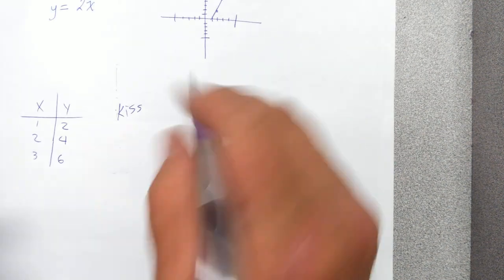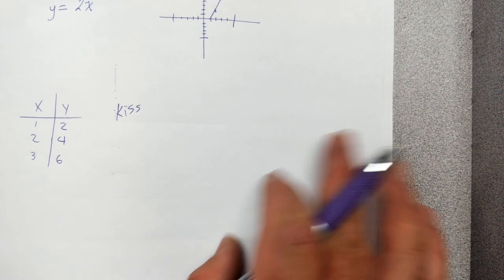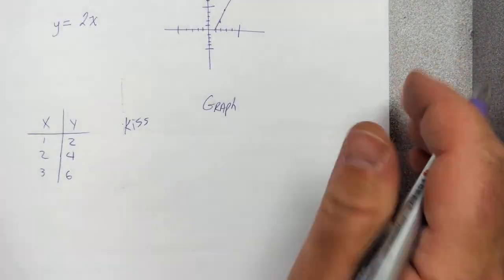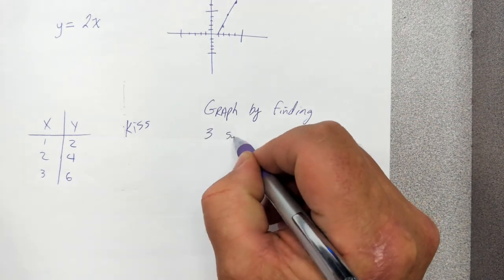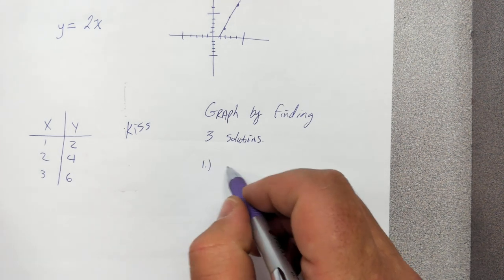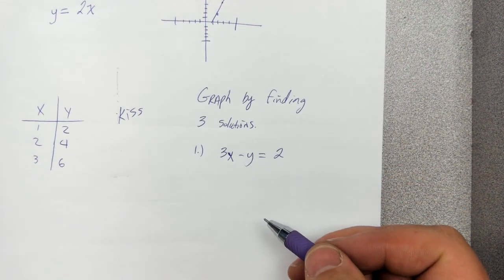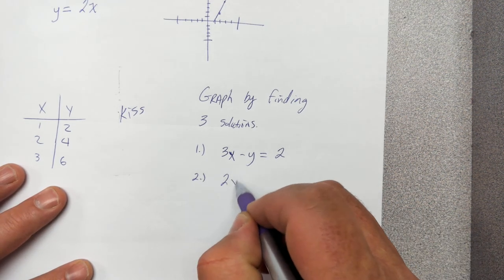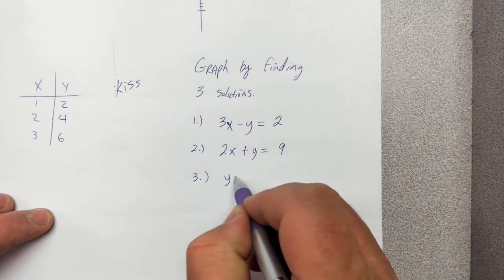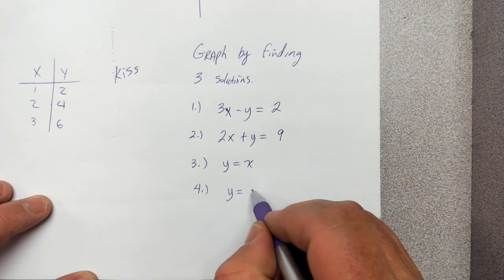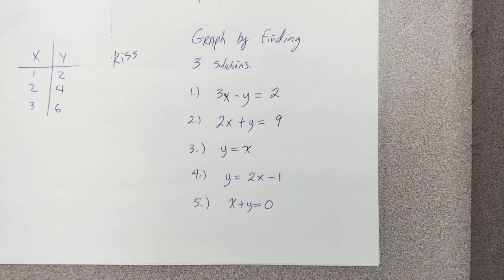Okay. Watch, I'll give you 5 problems to practice. Gabby, you don't have to practice them. But some or all or none might be on your quiz in a week. So here's the instructions. You should write down the instructions so you don't get confused. Eileen should probably be listening right now. Graph by finding 3 solutions. Let's do 3x minus y equals 2. That's a weird one. Let's do 2x plus y equals 9. Let's do those, Jackie.